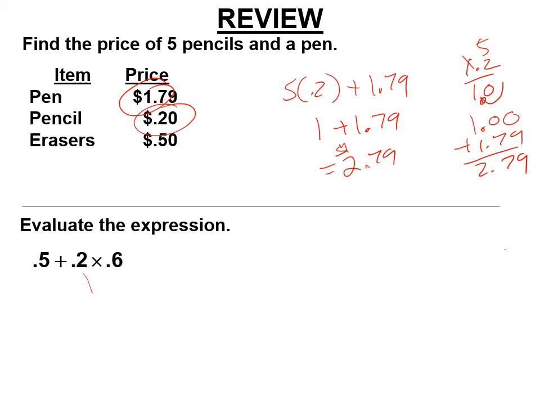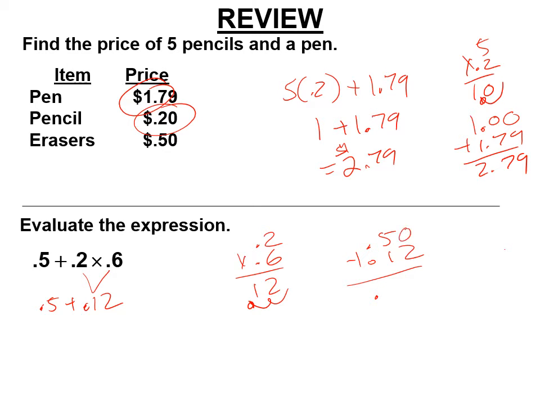All right, so here you multiply first, 0.2 times 0.6. 2 times 6 is 12. Move the decimal twice, you get 12 hundredths. So it's 5 tenths plus 12 hundredths. We're going to line up our decimal points for adding, and we're going to get, you can put a 0 there, and it's 0.62 or 62 hundredths. And if you want the leading 0, there it is. But 62 hundredths.